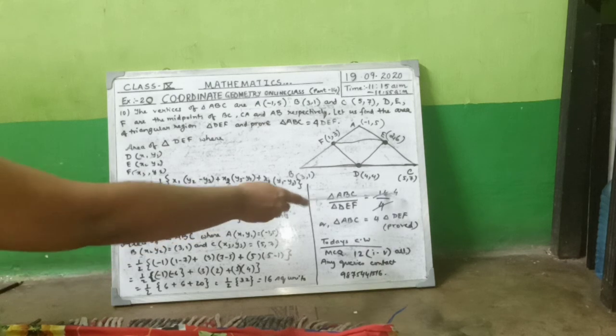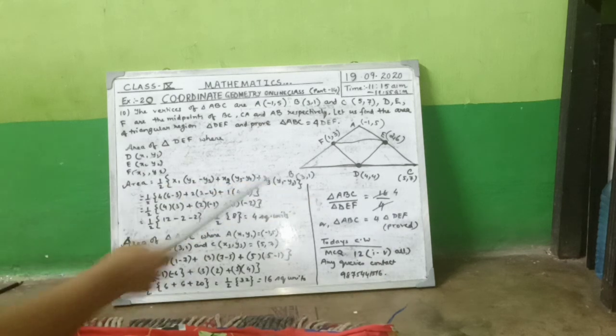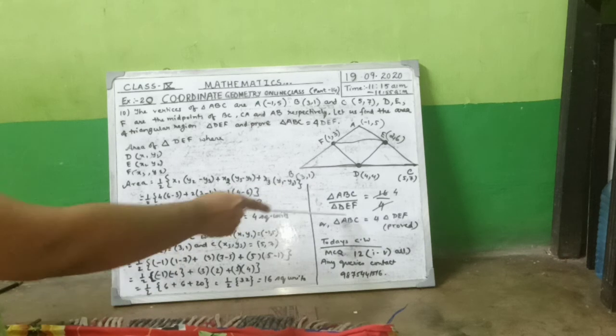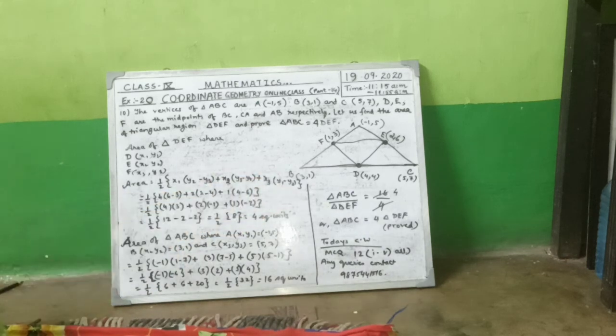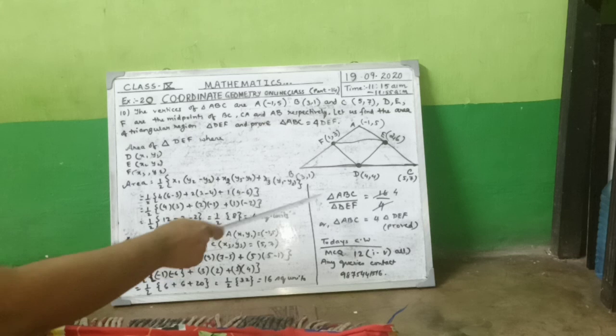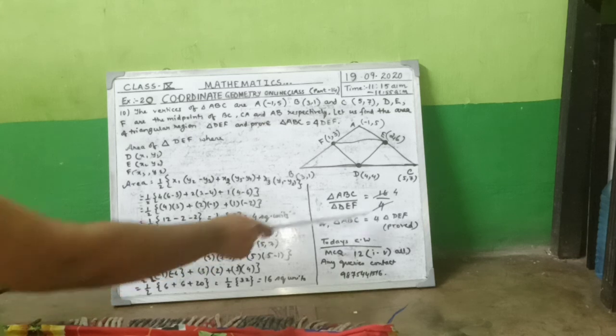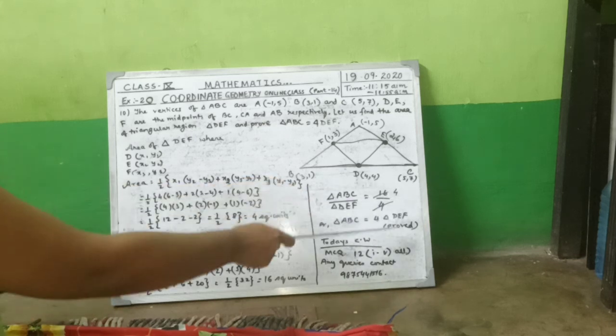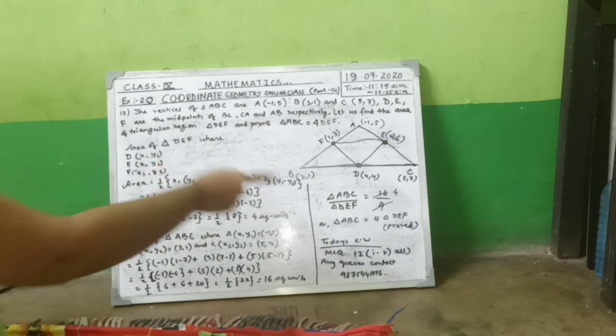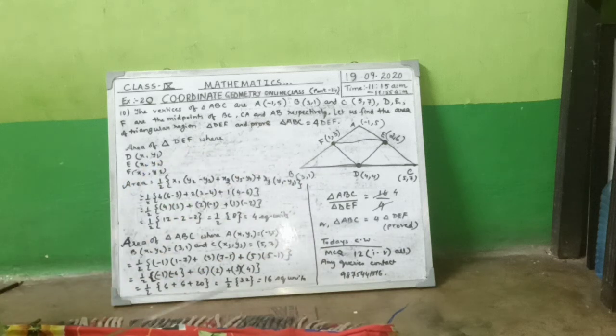So we'll just put the values. What is the area value of ABC? 16. What is the area value of DEF? 4. Cancel it. What will we get? ABC is equal to 4 times DEF. Just cross multiply. Have we proved? Yes, we have proved.